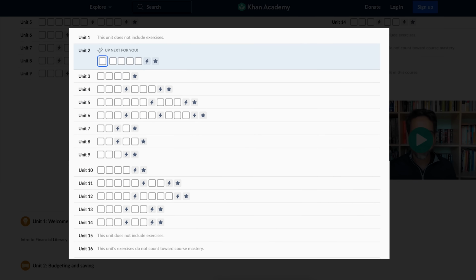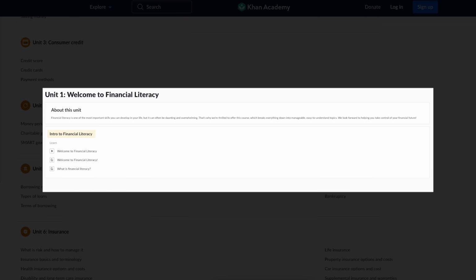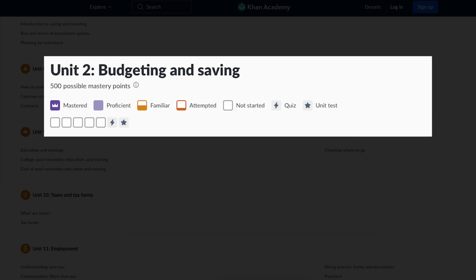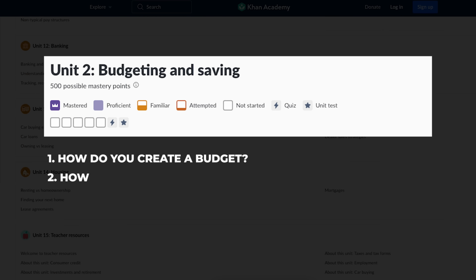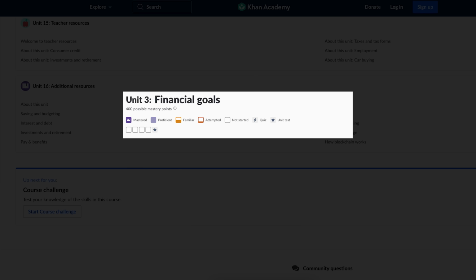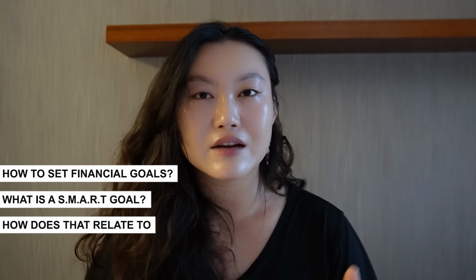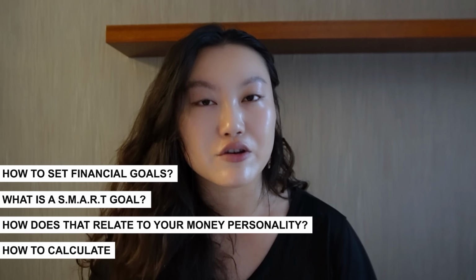Let's first talk about the structure of this course. There are 16 units in total. Unit 1 is just an introduction. Unit 2 is on budgeting and saving. How do you create a budget, how much you should be saving, how to save. Unit 3 is financial goals. How do you set financial goals? What is a SMART goal? And how does that relate to your money personality? And how to calculate your net worth.